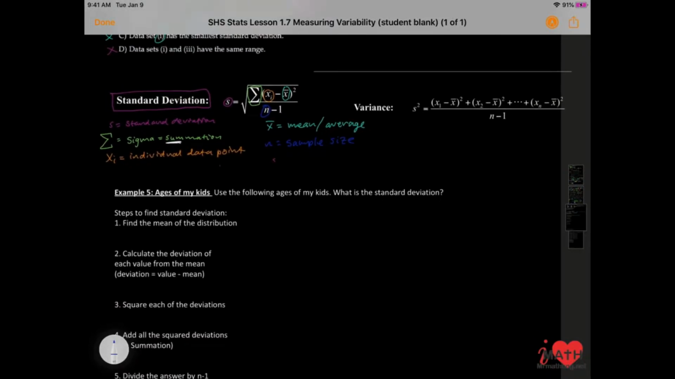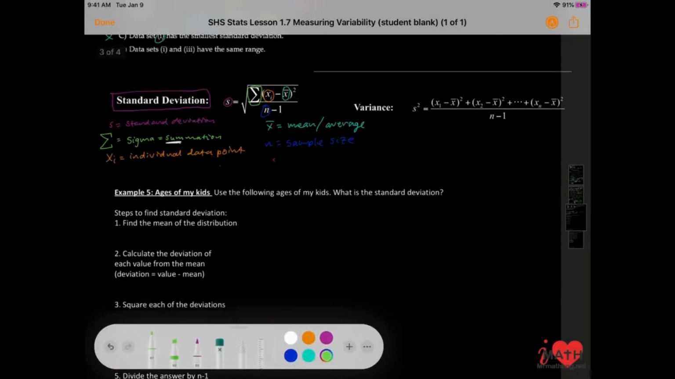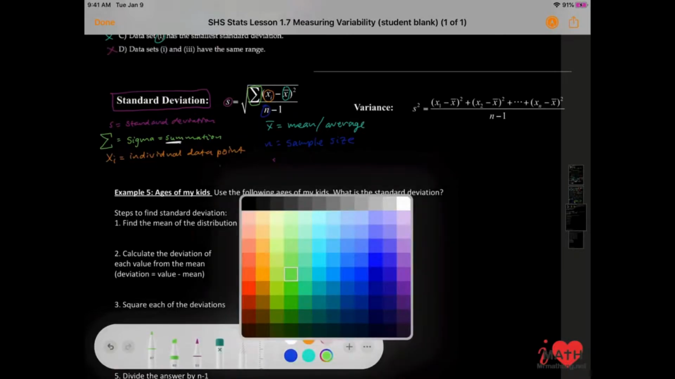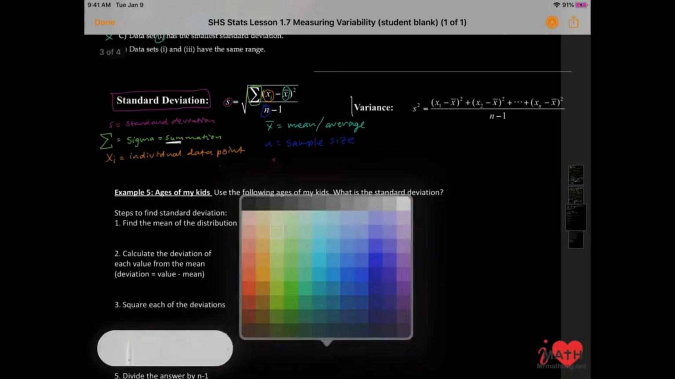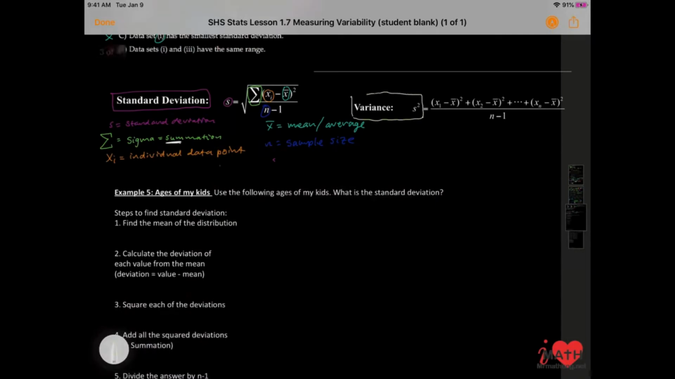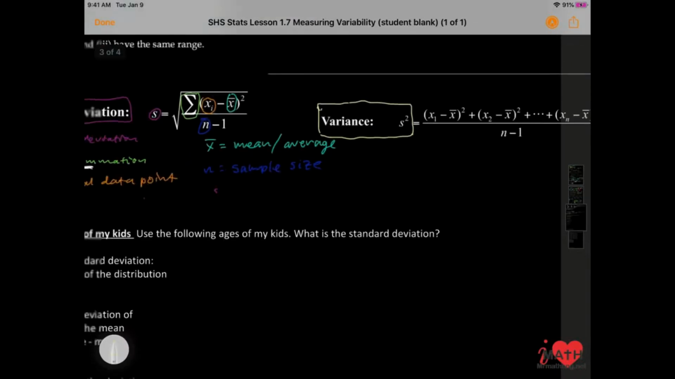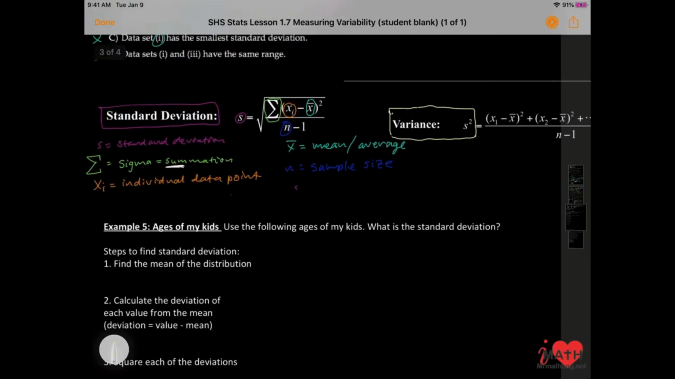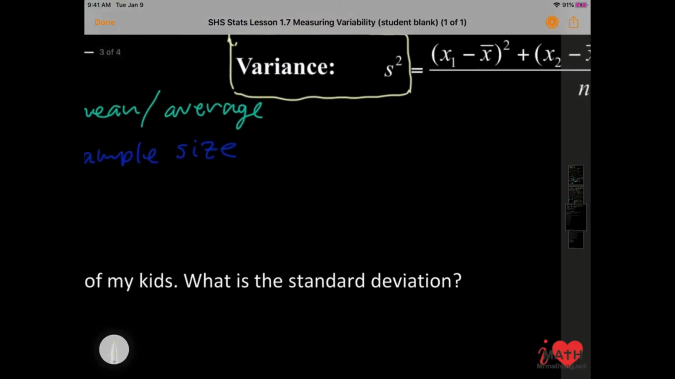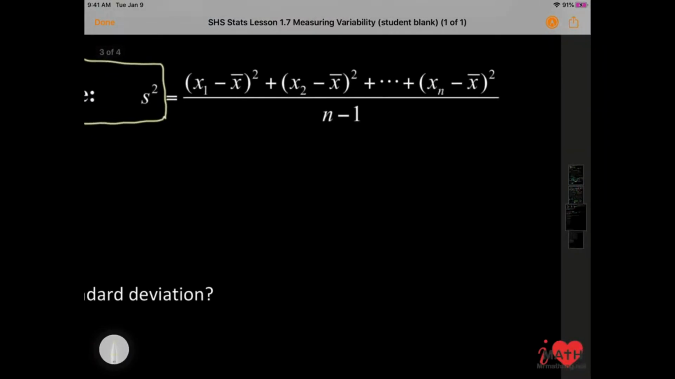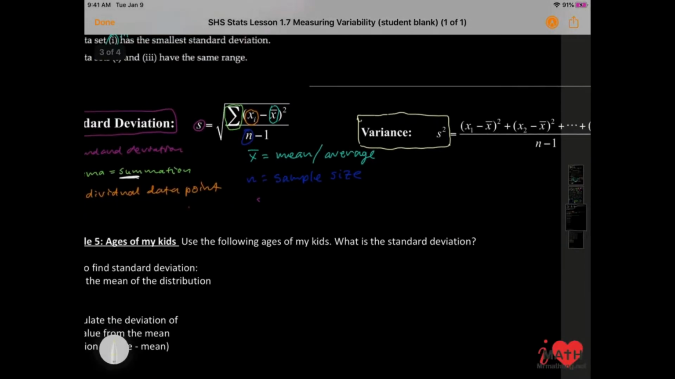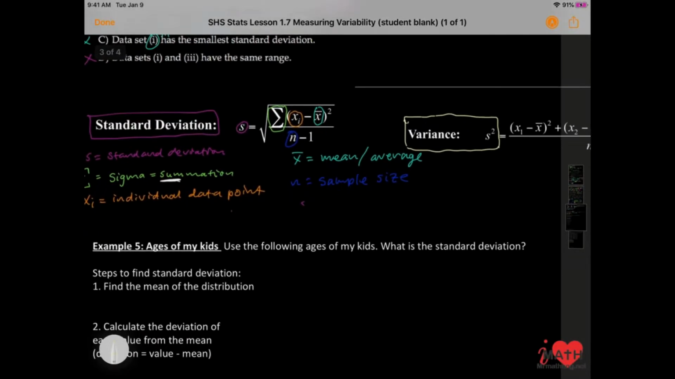Let's look at this formula over here. It looks intimidating, but it's not. Variance is another measure of variability, but all you need to do for variance is just find S, the standard deviation, and then square it. That's it. So those are your formulas. Standard deviation is big and bad, and we're actually going to use that. Variance, you're not really going to use that one. You are, but all you have to do is take your answer and square it.